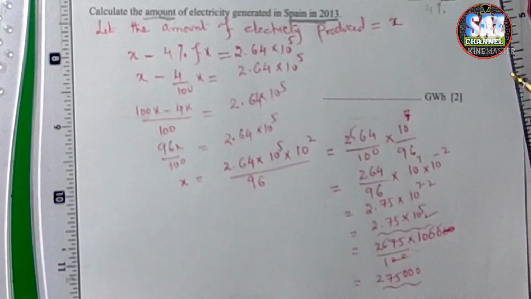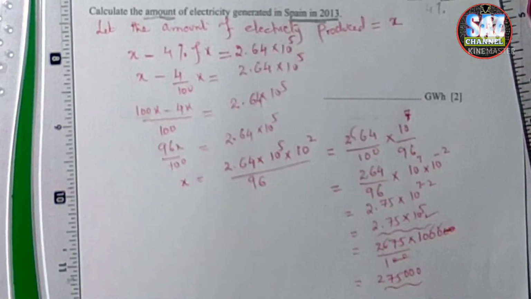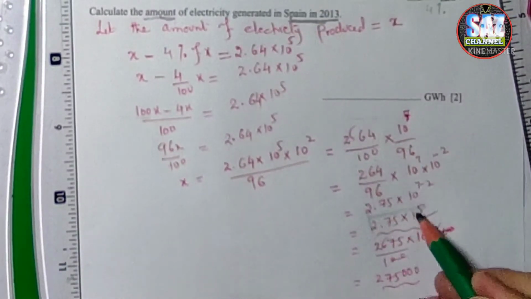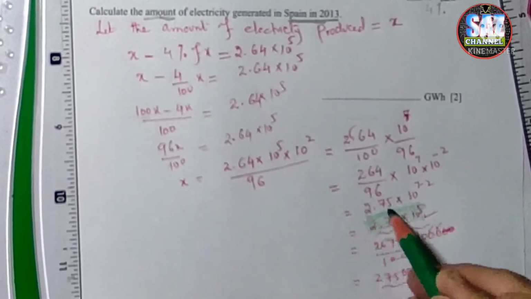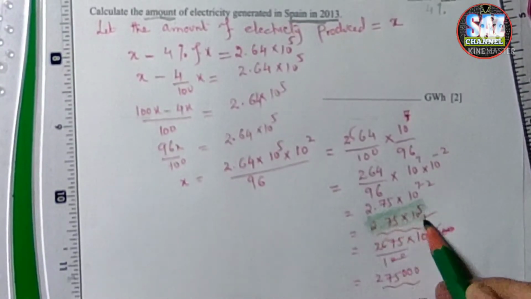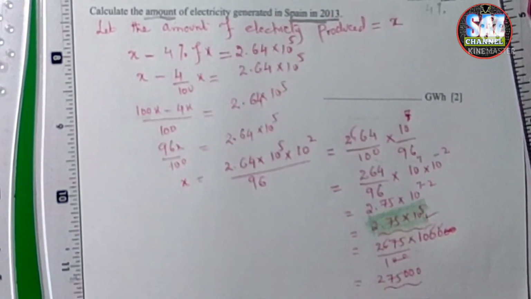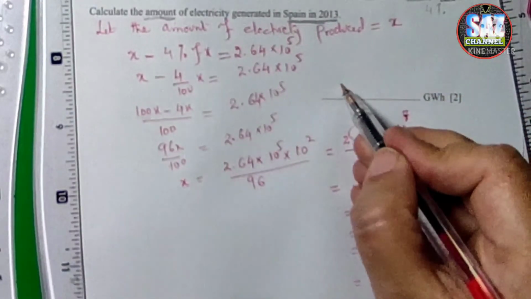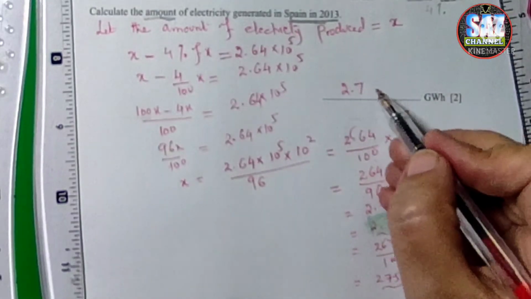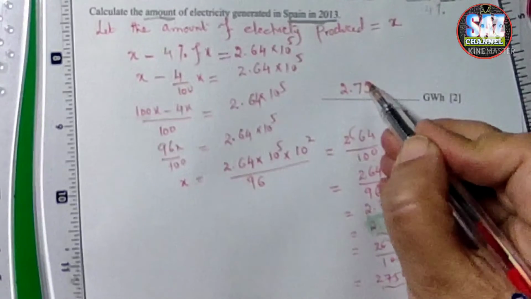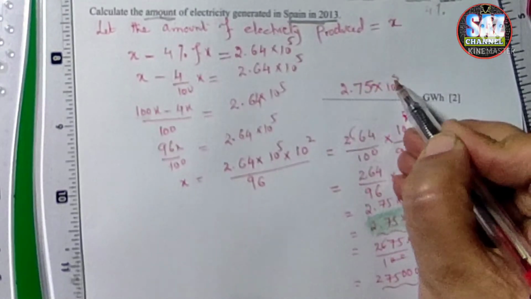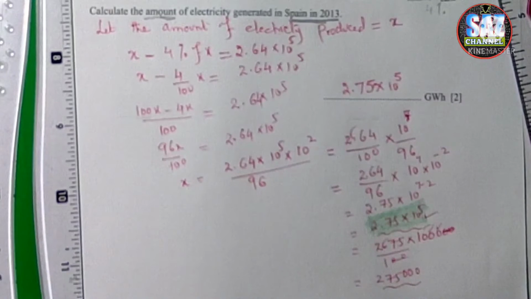So let me fill up the answer space, and let me highlight my answer so that my students can see this clearly. Either I can leave my working at this stage, and this is also one of the important technical points: we have to see in what format the question is given. We better give the answer in the same format. 2.75 multiplied by 10 raised to power 5 is the electricity generated in 2013. I hope you are clear about this part, and let's move to the next question.